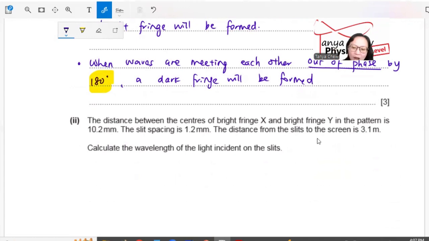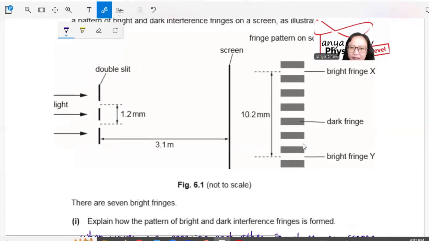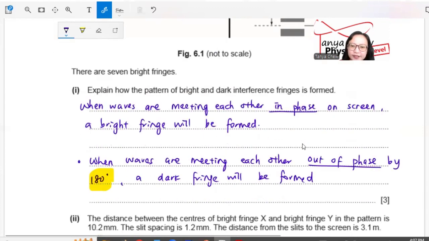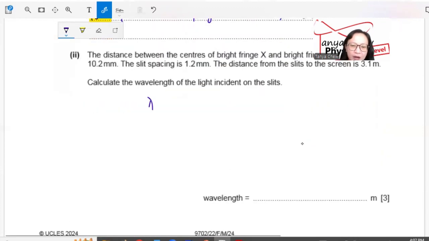Now, they gave me 10.2 mm, right? So I'm using this equation actually. Lambda is equal to AX over D. Do you still remember this is the equation of interference? Lambda represents the wavelength, A represents the slit separation, X represents the fringe separation. That means from bright to the next bright fringe or dark to the next dark fringe. D represents the distance from the double slit to the screen.